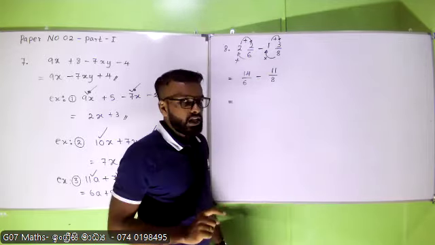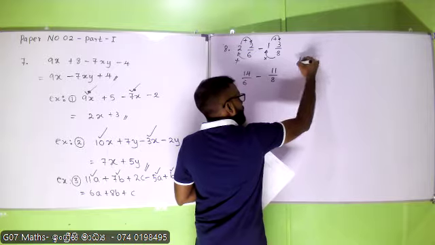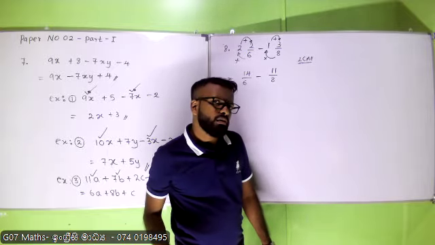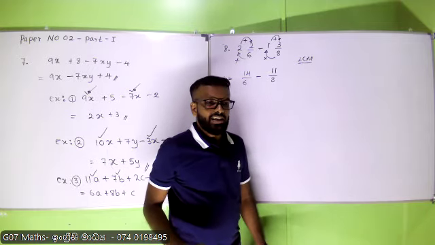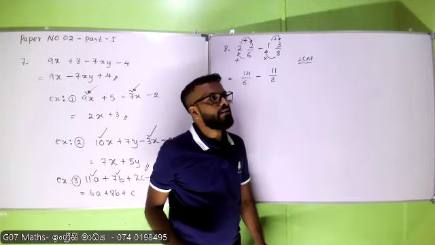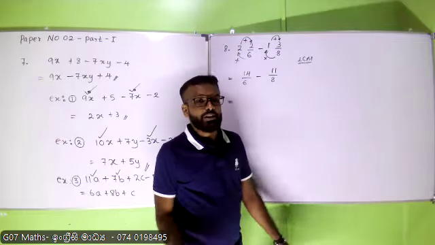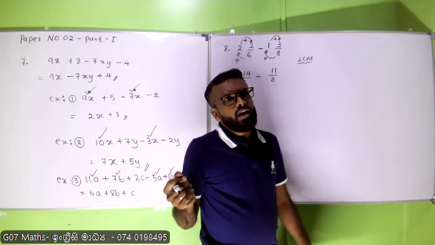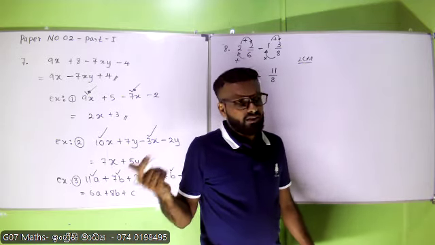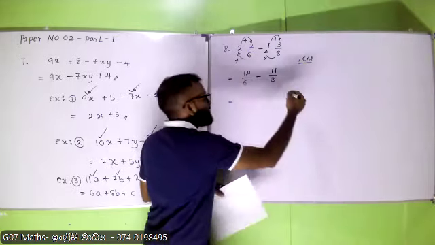So we have 6 and 8. I am going to find the LCM. What is called LCM? Least common multiple. Super. Least common multiple.